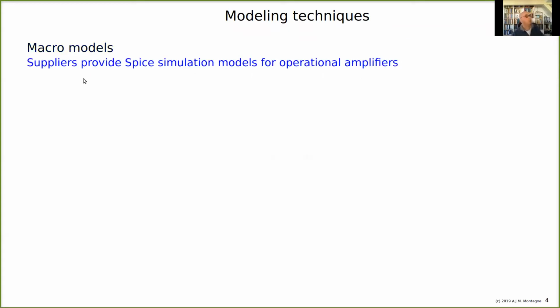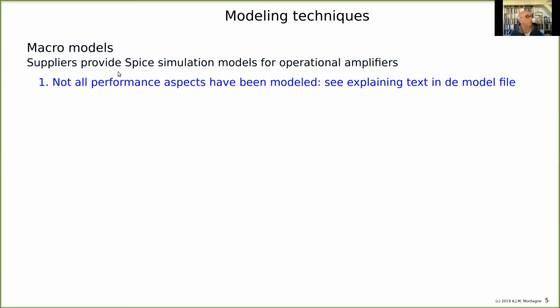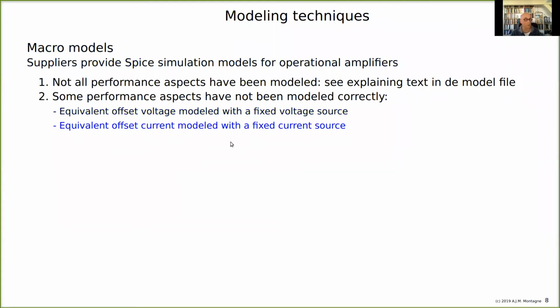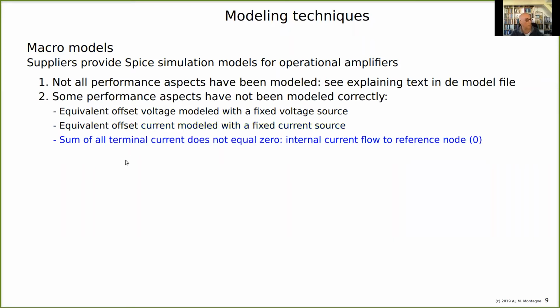specific models. So suppliers provide them. It looks simple, but you have to check if they're correct. Not all performance aspects have been modeled, so you have to look into the explaining text of the model. Some have not been modeled correctly. There can be current flowing to ground, or the noise is not correctly modeled, or the output impedance is not correctly modeled. And here always the equivalent offset voltage is modeled with a fixed voltage source, and current offset with a fixed current source, while it is some kind of random error that remains after you have tried to make these errors 0.